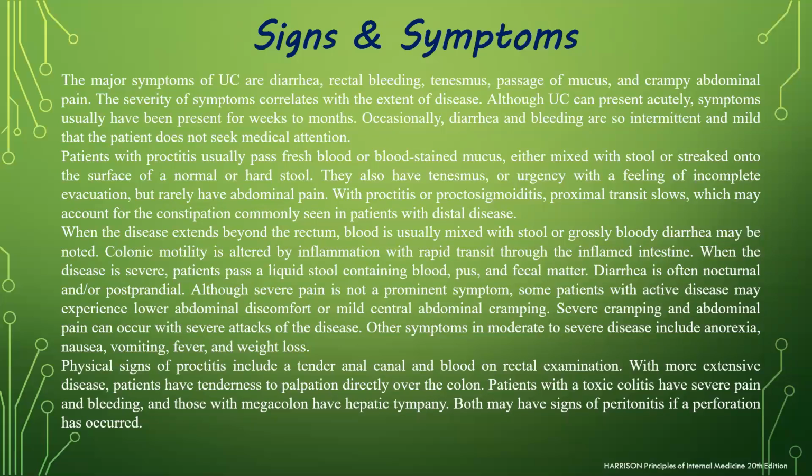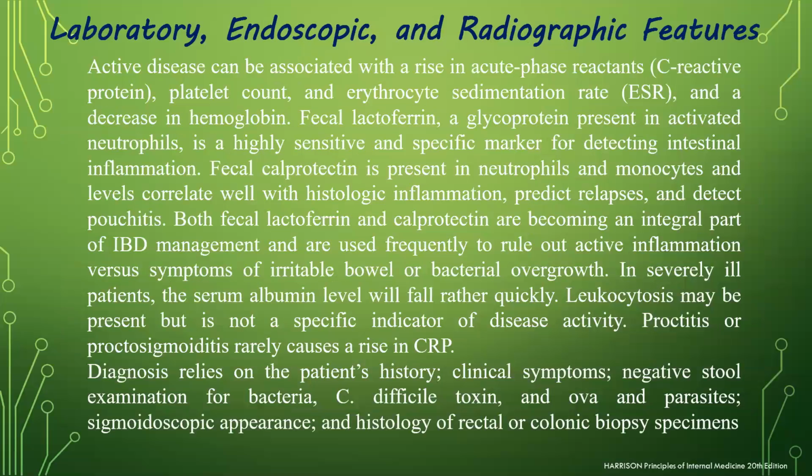Other symptoms in moderate to severe disease include anorexia, nausea, vomiting, fever, or weight loss. Physical signs of proctitis include a tender anal canal and blood on rectal examination. With more extensive disease, patients have tenderness to palpation directly over the colon. Patients with toxic colitis have severe pain and bleeding, and those with megacolon have hyper-resonance to percussion (tympany). Both may have signs of peritonitis if a perforation has occurred.